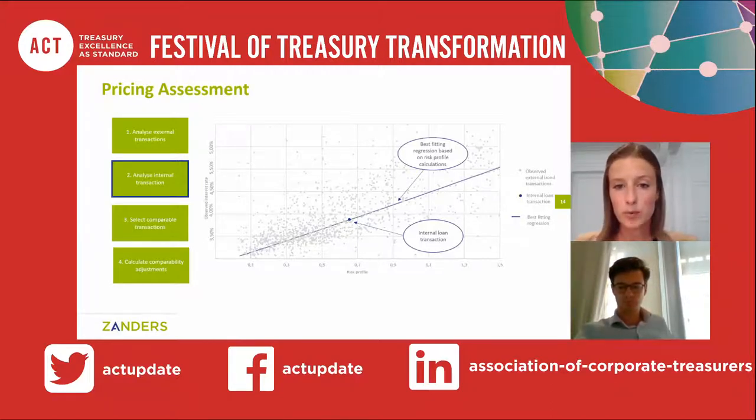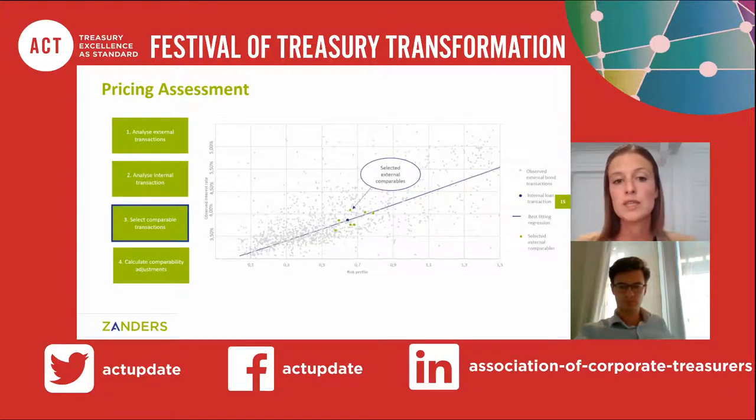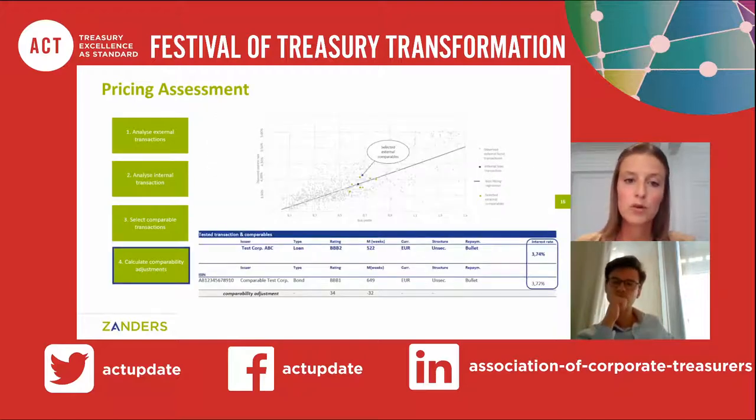For transfer pricing purposes, of course, it is also important to have an interquartile range and to give details on your most comparable transactions. So what we then also do is we look at the most comparable transactions around that point of the tested transaction. For those, we also give the details, but most importantly, we make comparability adjustments for each and every one of these transactions.